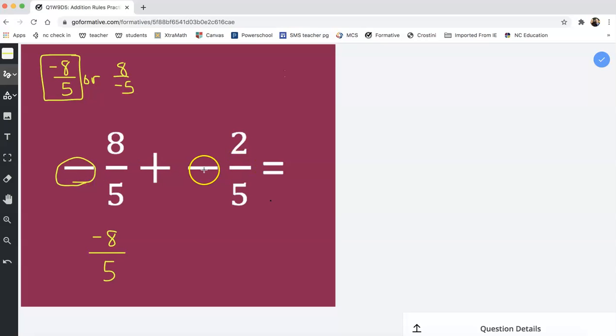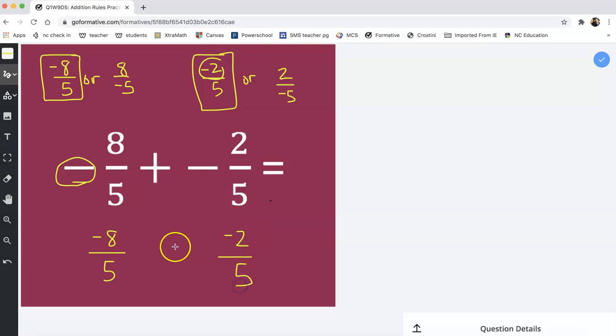I'm going to do the same thing with this negative 2/5. I could write negative 2/5 as negative 2 over 5, or I could write it as 2 over negative 5. Notice the 2 is always in the numerator, the 5 in the denominator. It's just the sign changes. We're changing where the sign is. It's going to be easiest if I write it like this with the negative in the numerator. And let me show you why.